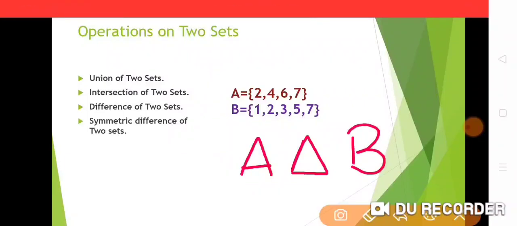Like for suppose if I have to take the symmetric difference of A and B, what I should do is first take the common elements, 2 and 7. Now I am going to take the symmetric difference, so I am going to write down the leftover elements of A and B both. So 4, 6, 1, 3 and 5. This is how we find the symmetric difference of two sets.